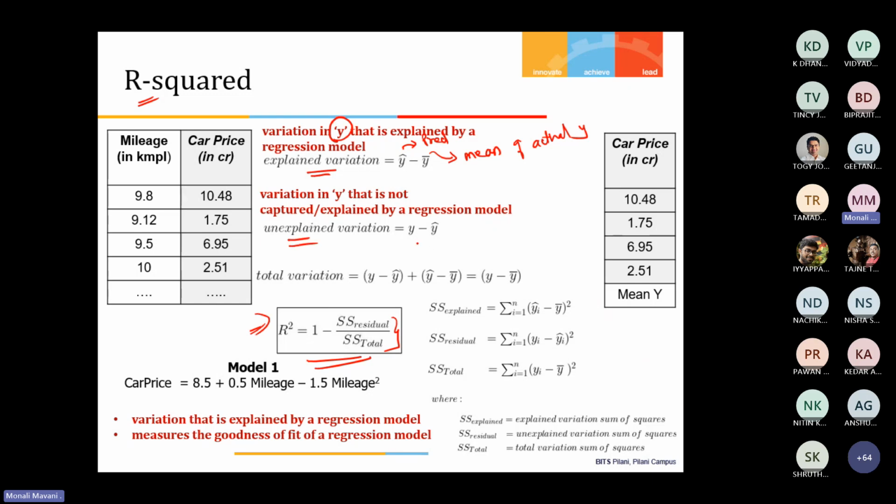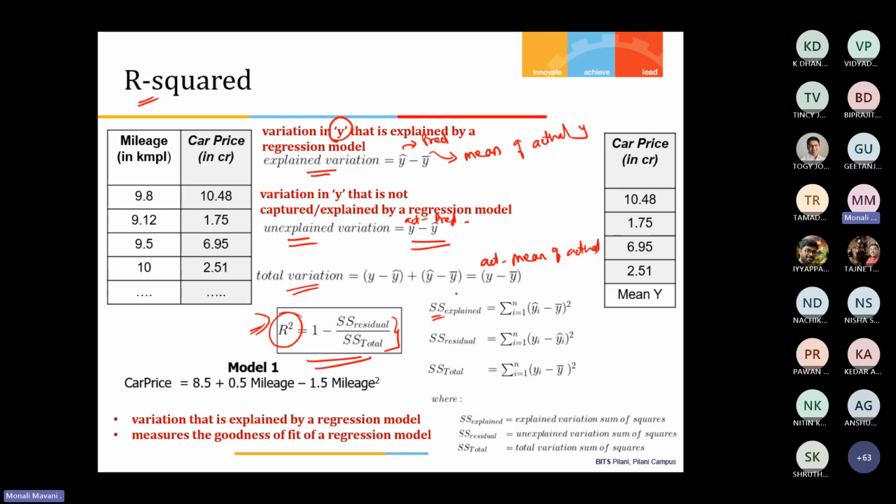Now, the unexplained variation is nothing but the error. This is actual minus prediction. And then we have the total variation, which is actual minus average, the mean of actual. This way, the unexplained, explained and total are defined. These are defined for one training example, and then we take the sum of squares. We take the square of all of these differences and then sum. SS always stands for sum of squares. That means we are taking all the training examples and summing their error. And then we have a formula for the R square.